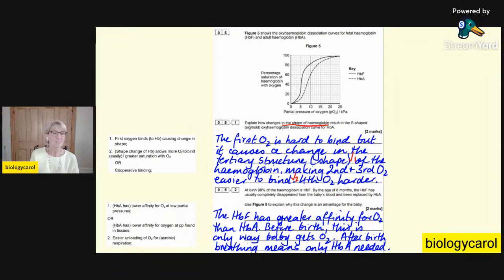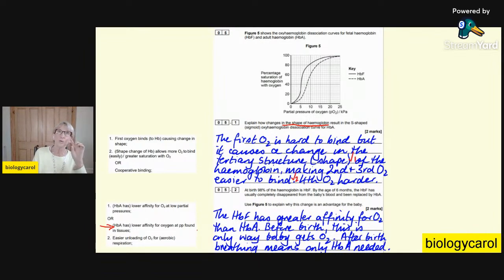Here's the mark scheme. Didn't get mark point 1. I prefer this variation on mark point 1. Because I'm kind of going, well, fetal hemoglobin is lower practically every point except for 0 and close to 100. Has a lower affinity for oxygen at partial pressures found in tissues. And you kind of go, well, that's fair enough at the partial pressures at the placenta. But I wouldn't have written it. I know I wouldn't have.